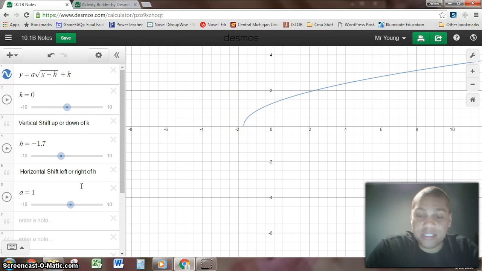So just the same as it worked with quadratics, this is still going to work with radical functions. So that's the good news. It's nothing new.